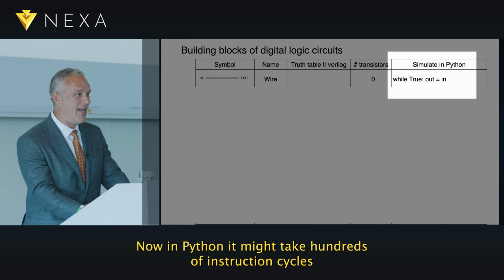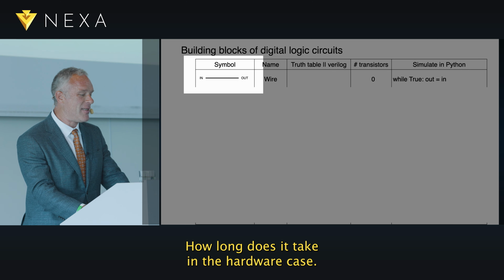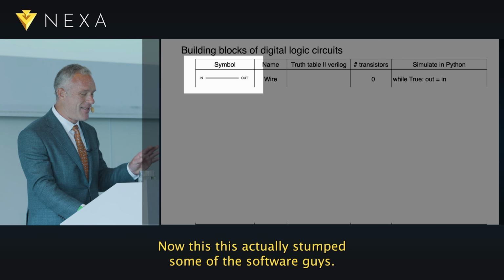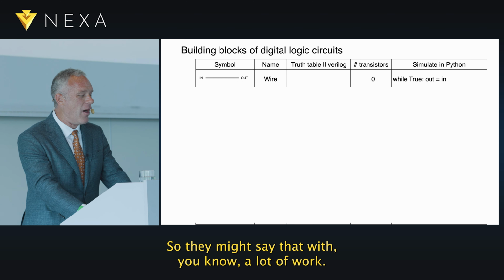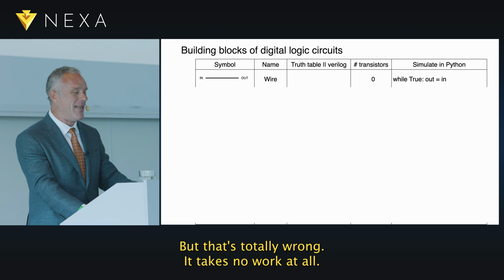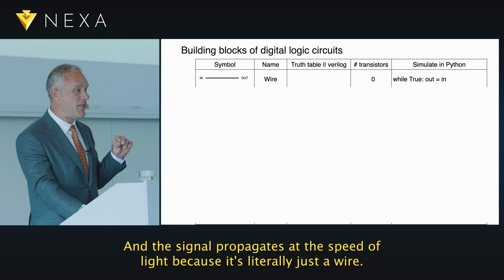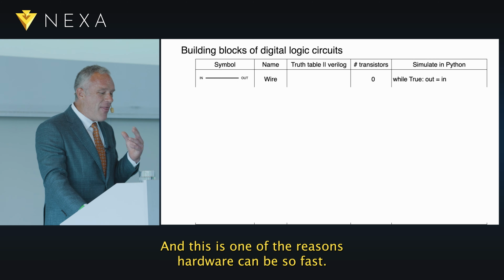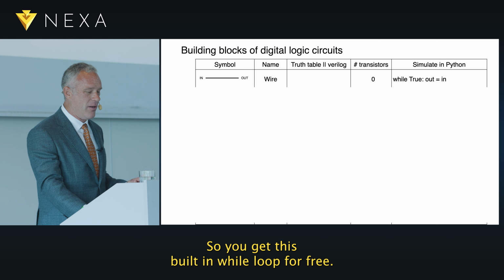Now in Python, it might take hundreds of instruction cycles for the input signal to propagate to the output signal. How long does it take in the hardware case? Now this actually stumps some of the software guys. So they might say that with a lot of work, maybe it could be as fast as 1 clock cycle. But that's totally wrong. It takes no work at all, and the signal propagates at the speed of light because it's literally just a wire. And this is one of the reasons hardware can be so fast, is you get this built-in while loop for free.